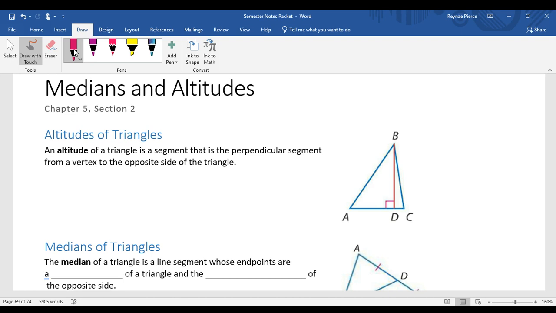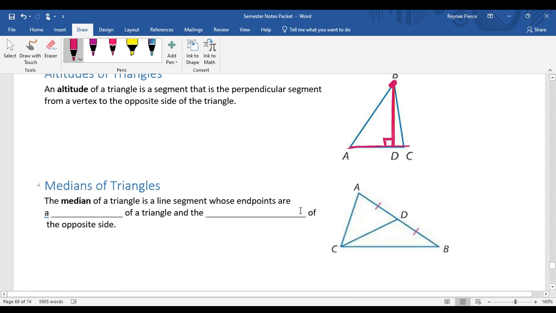Okay, the first one is an altitude. If you think about the altitude of an airplane, we measure from the airplane straight down to the ground, and that distance is perpendicular, which is what the altitude is. It goes from one vertex of a triangle, and it is perpendicular to that opposite side.